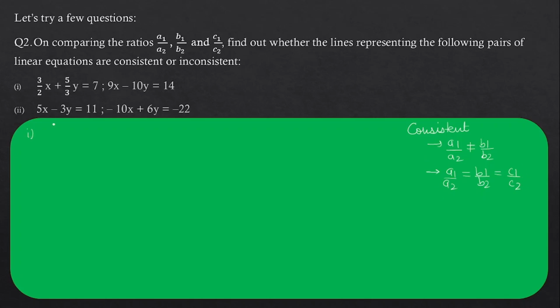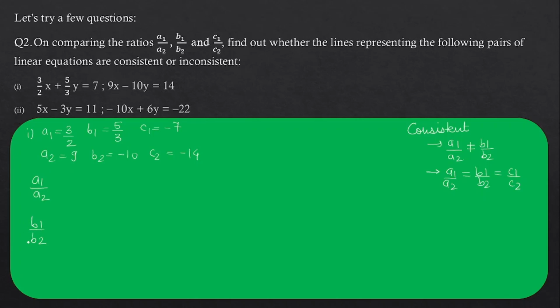Now directly if I take the values from the first equation, I get the value of A1 as 3 by 2, B1 is 5 by 3. Here both my constants are on the same side. So let us move them on the left side. So I will get C1 as minus 7, A2 will be 9, B2 will be minus 10, C2 is equal to minus 14. Now one very basic understanding here is A1 by A2 is going to be a positive value and B1 by B2 will be a negative value.